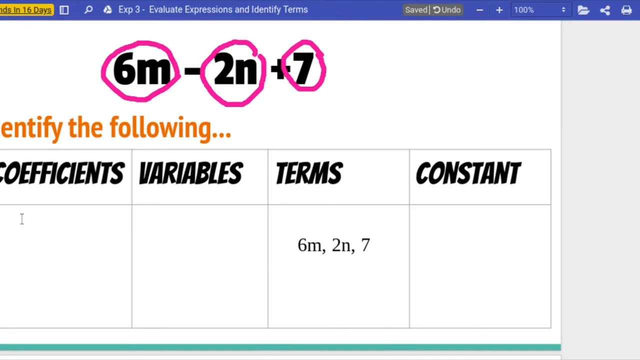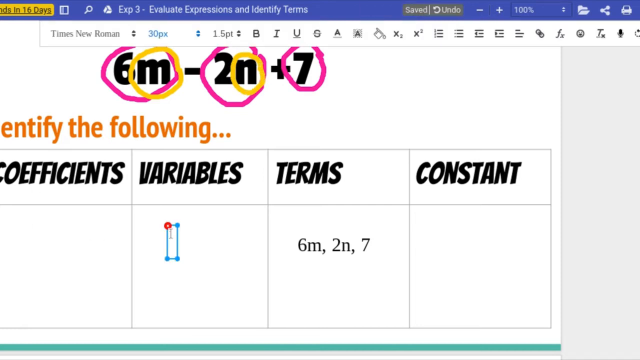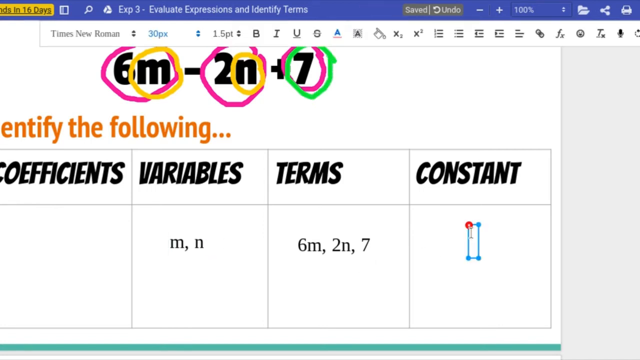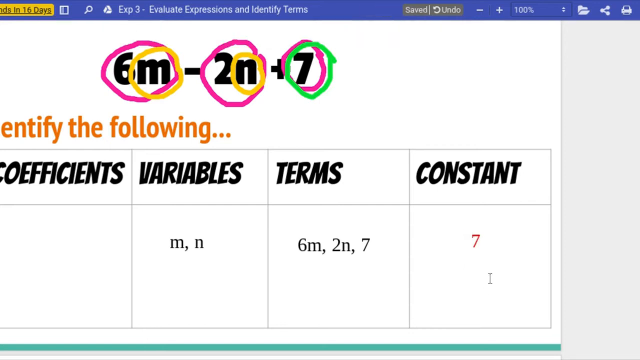I'm going to separate them with a comma so that it's easy to tell what those 3 different terms are. Next, we're going to identify the variables in this expression. Variables are letters that stand for numbers that I can put any number into. So I have m and I have n. Those are my 2 variables. So I'm going to list those down here under my variable heading. Now I'm going to identify the constants. So the constants are the ones that never change. Their value will always be the same. So that number 7 right there will always equal 7.